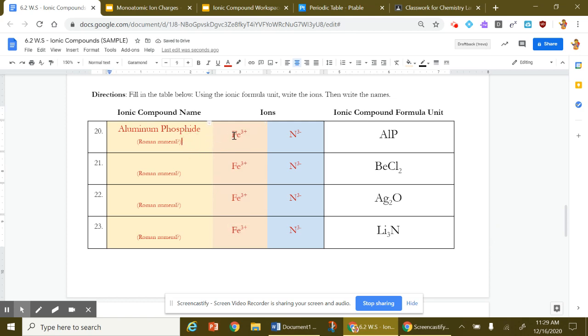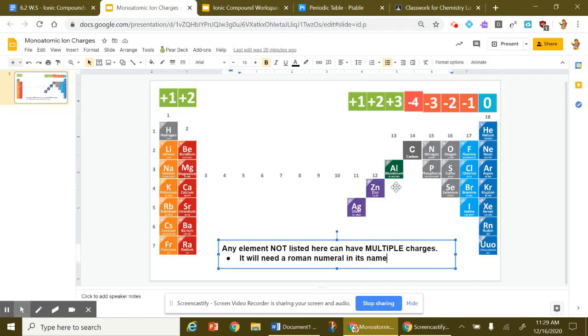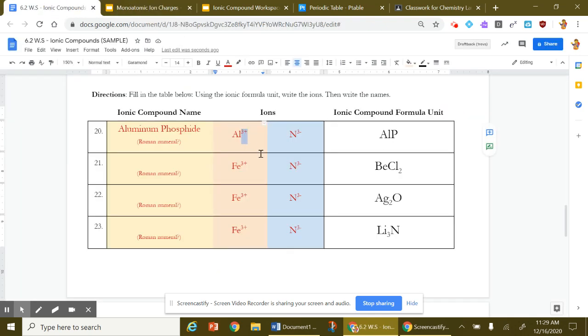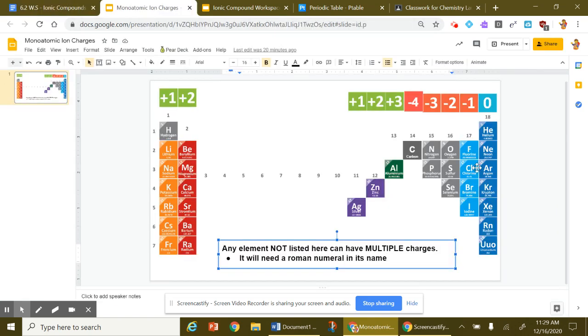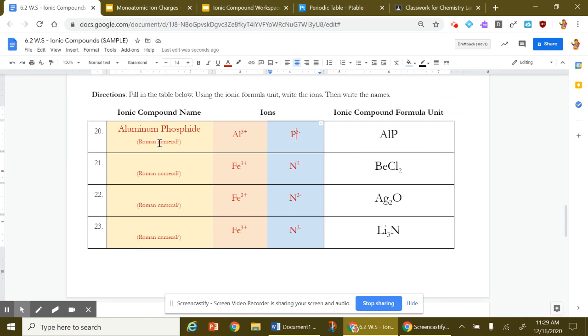All right, so aluminum phosphide. Aluminum is Al with a 3 plus charge. I know that because I can just go here and take a look. Al has a 3 plus charge always. And phosphide has a 3 minus charge. I go here, I find phosphorus. Boom, 3 minus charge. So that's aluminum phosphide. No Roman numeral needed because aluminum always has a 3 plus charge.